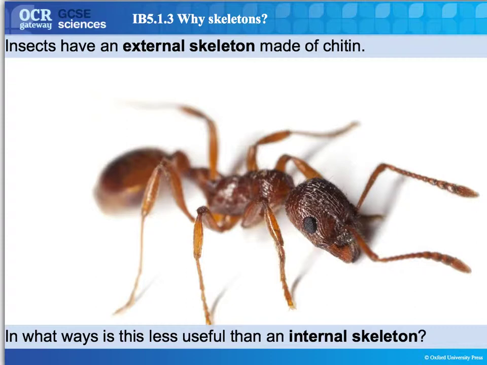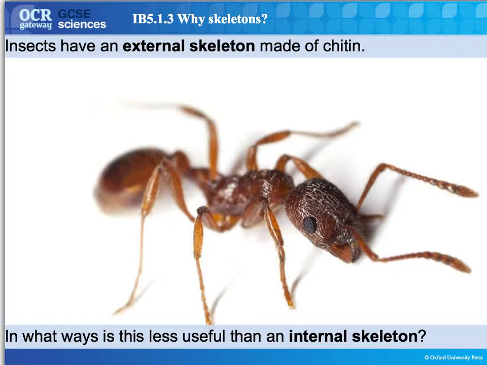The external skeleton is made up of a molecule called chitin. Now, what makes this really useful to them is that it's very hard, so it gives them some protection. We've got jointed legs here. We've got joints so that it gives them the freedom to move. A downside to this is that it restricts growth, so the animal will have to shed its skin in order to grow and produce a new external skeleton.